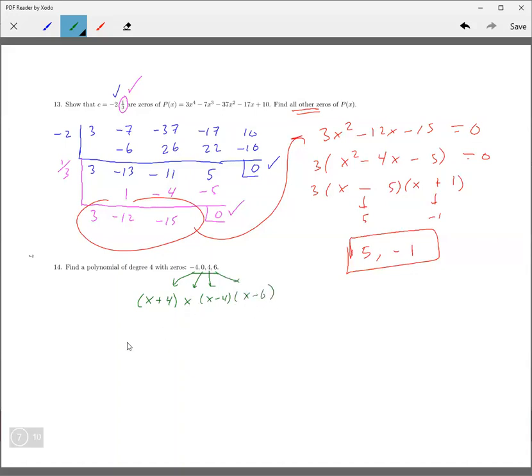Now, usually you want to put this in the front, so I want to put the x in the front. So you can expand it out if you want, but WebAssign will just accept this as the answer.